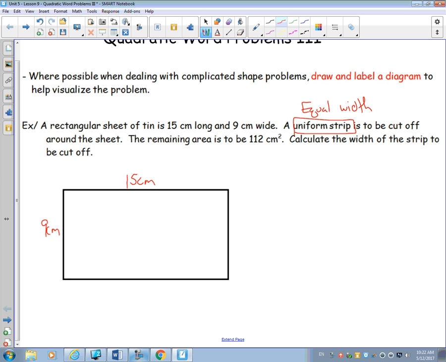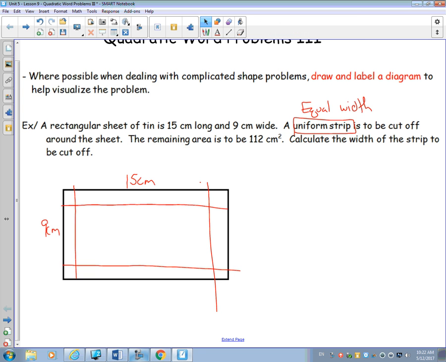So I'm going to cut some off. I'm going to cut off a piece here, and cut off the same amount down here. I'm going to cut off the same amount from this side, and the same amount from this side. And those pieces are now gone. So it used to be 15 by 9, but it's not anymore. I cut some off. The question is, how much did I cut off?